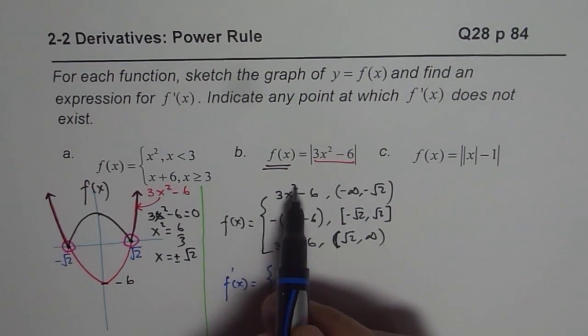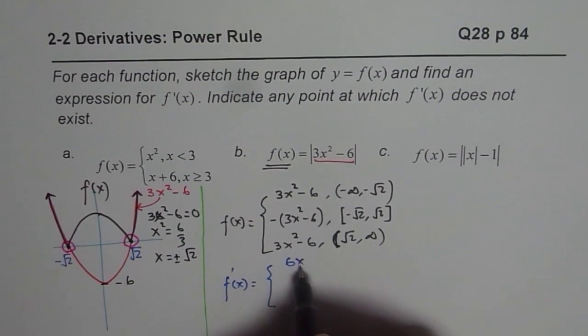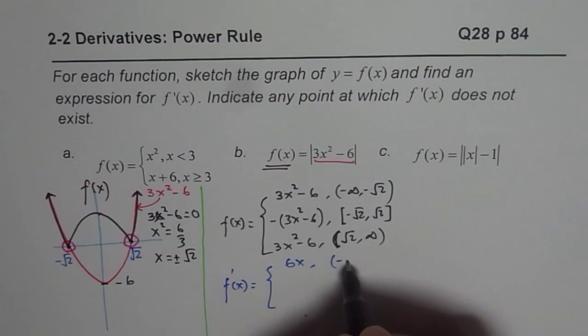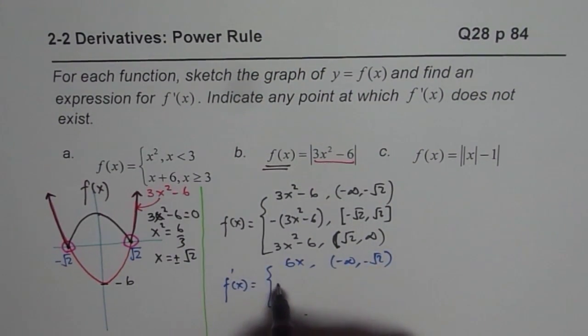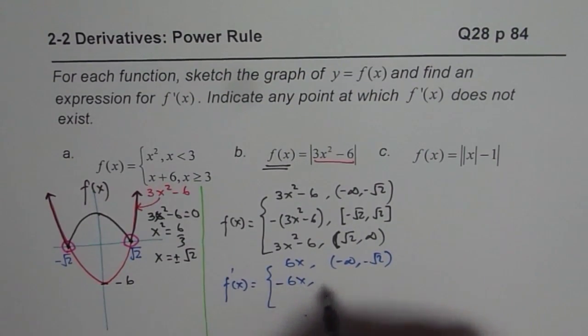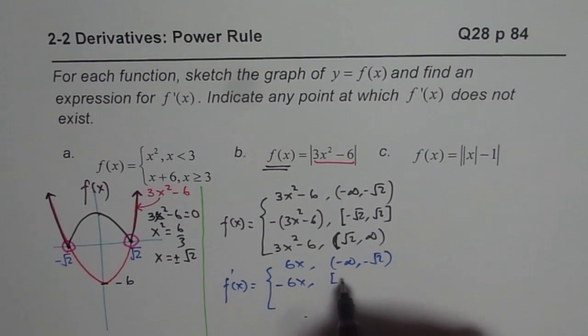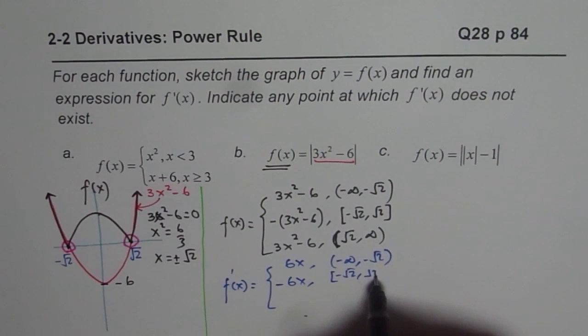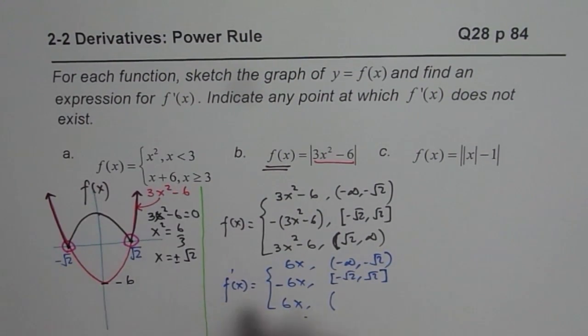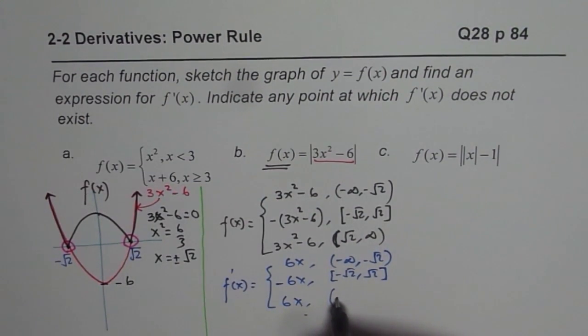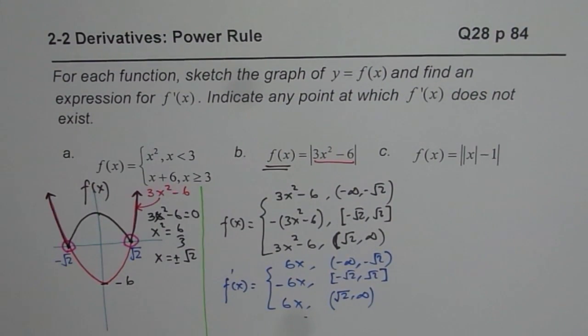Derivative of this is 6x, right? So it is 6x when we are talking about the interval from minus infinity to minus square root 2, and it is minus of 6x when we're talking about the interval between minus square root 2 to plus square root 2, and it's again 6x if we move from square root 2 to infinity, right? So that is the derivative.